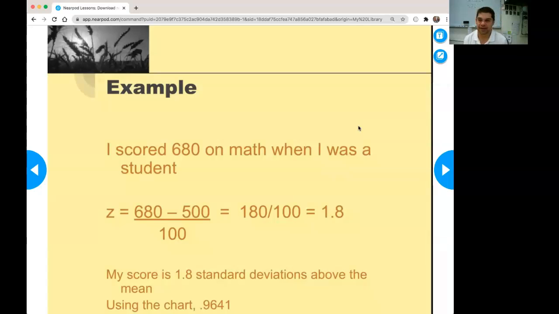When I was a student, I took the SAT my junior year. I got a 680 on the math, which is pretty good. I was good at math when I was a student, but I did really bad on English, so I wasn't that great of a student.